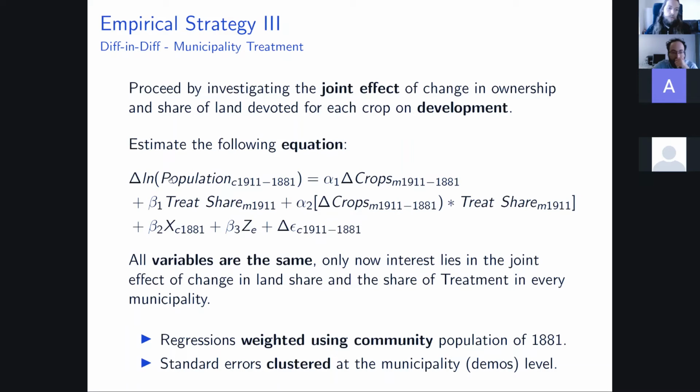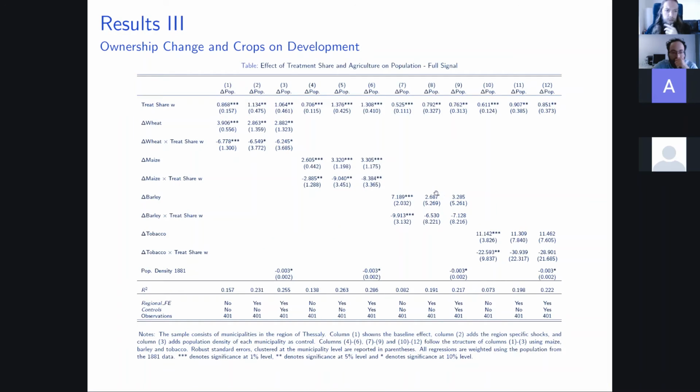So this is the change in population density between 1881 and 1911. And now we're clustering the standard errors at the municipality level because one of the two variables is at the municipality level. I'm sorry, in this case, there are both of them. I will do them at a different level in a bit. So the main interest here relies on the multiplicative effect. So you see that the treatment will have a positive effect on the population, but when you interact it with the change in the land size devoted to wheat or any other crop for that matter, you see that there is a negative effect.